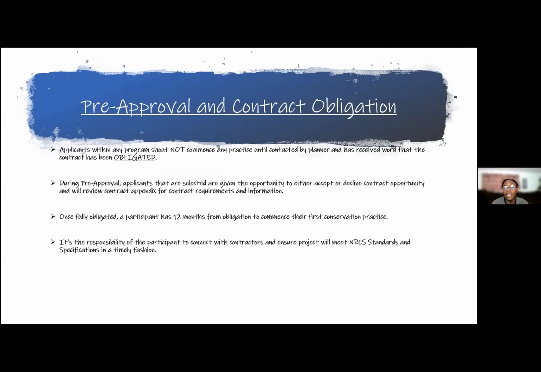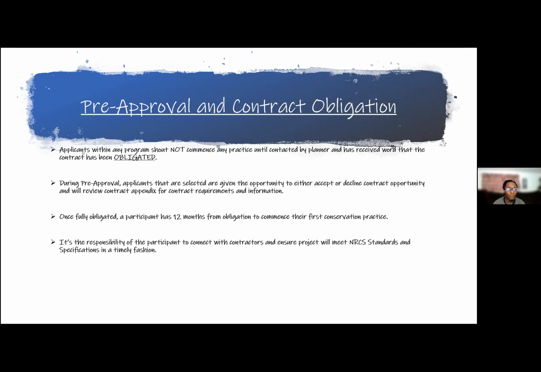So let's say hypothetically you submit an application and we go through the ranking process and your application is selected for pre-approval. Applicants within any program should not, and I say should not, commence any practice until contacted by their planner and have received word that their contract is obligated. Obligated is definitely going to be the key word there. So even if you hear that your application is approved, it may be approved, but it's not obligated. Obligated means the money is actually in place and you are able to commence that practice with the standards and specifications to guide you along.